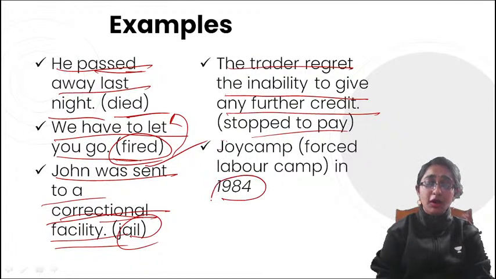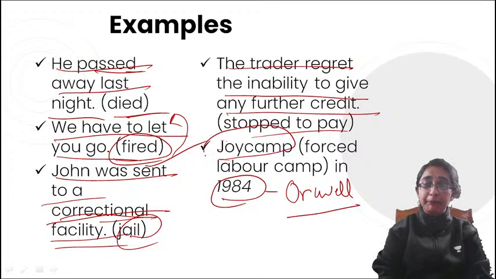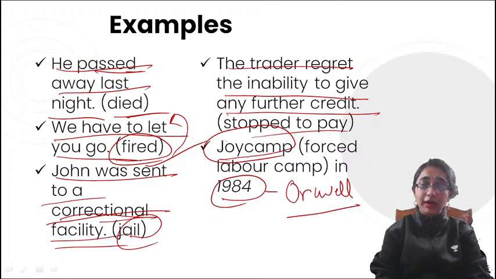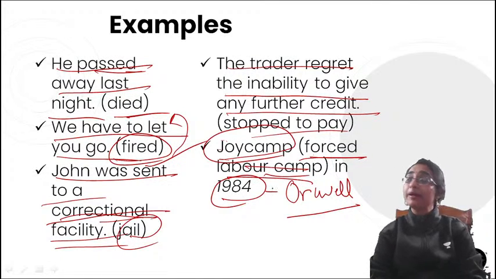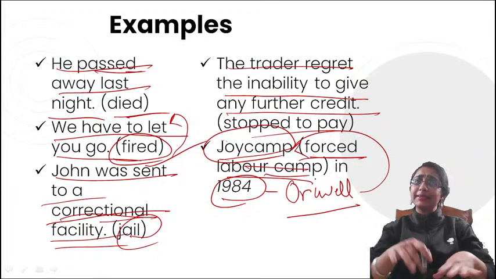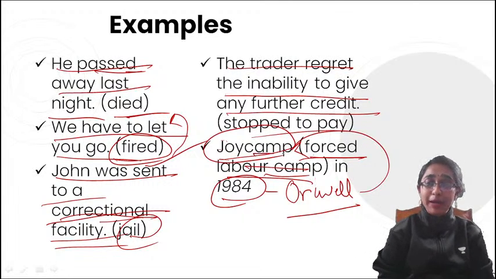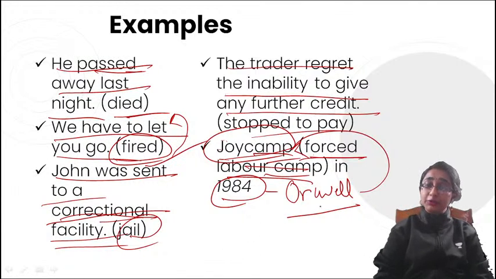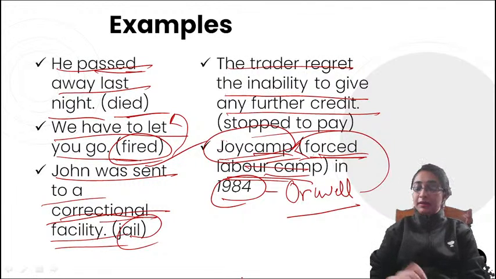Now, in George Orwell's famous novel 1984, you will find the word joy camp. Okay, joy camp is actually a word used by Orwell. Now, what does that mean? It means forced labor camp. Now, look, if I say forced labor camp, it will create a negative impact. So, Orwell has used the word joy camp. The word joy camp itself is a very merryful word, right? So, joy camp is also an example of euphemism. Actually, it means the forced labor camp, as Orwell has mentioned it. So, these are all examples of euphemism.